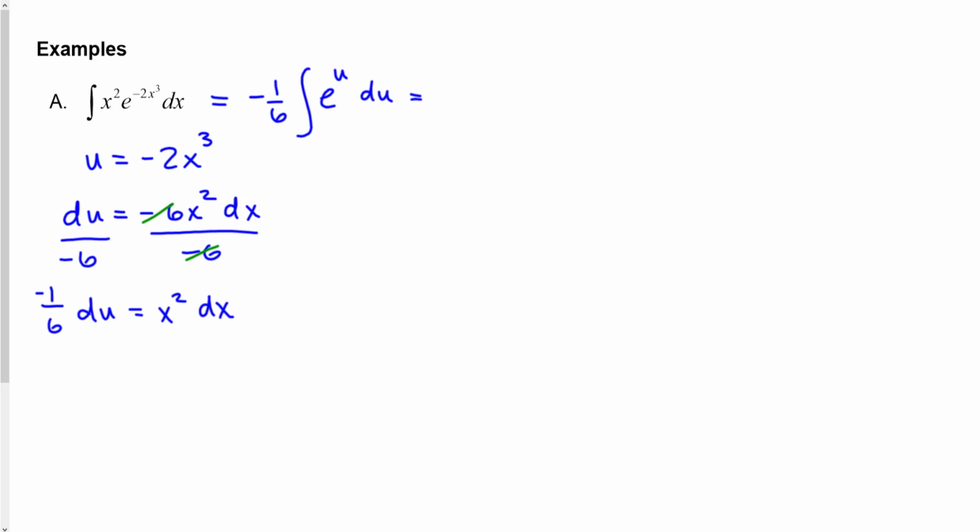The integral of e to the u is itself, so this would be e to the u plus c, and because this is not a definite integral, I'm going to switch back to the original variable, which is x. So negative 1/6 e to the negative 2x cubed plus c.